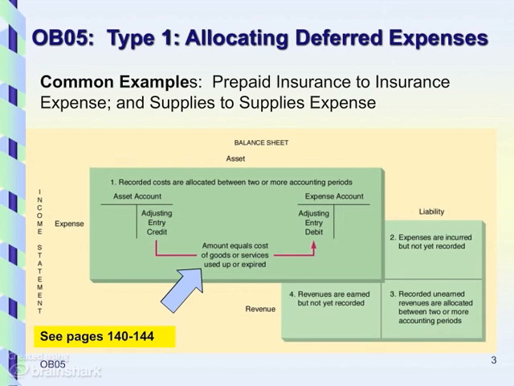Common examples of a deferred expense are prepaid insurance and converting it to an insurance expense, and supplies, the asset supplies, and converting it to supplies expense. The key here is that we're going to be crediting an asset account and debiting the expense account. We're going to adjust these accounts in equal amounts depending upon the cost of the good or service that is being used up or expired during that accounting period.